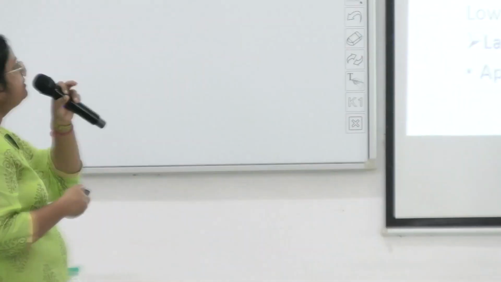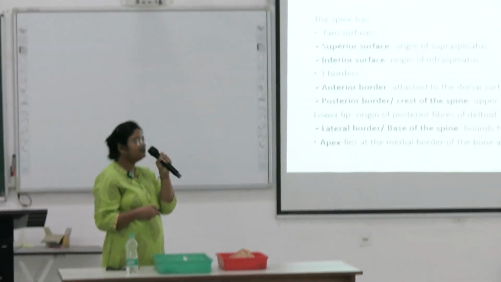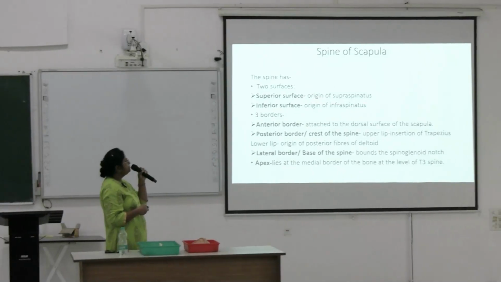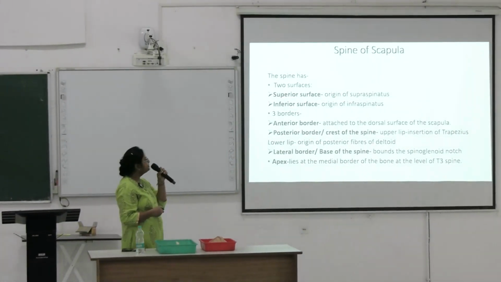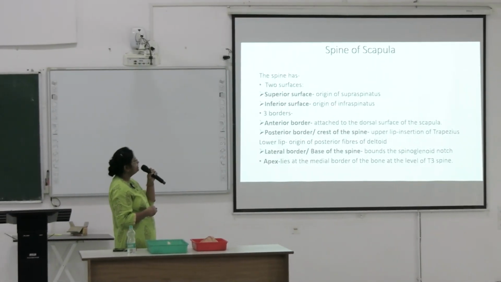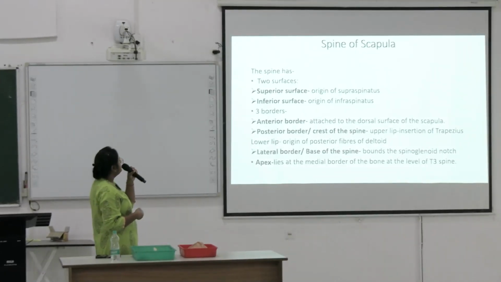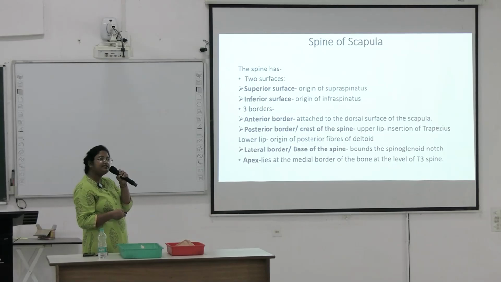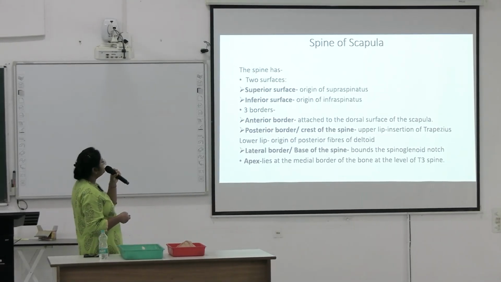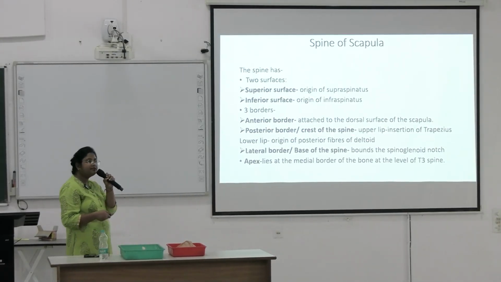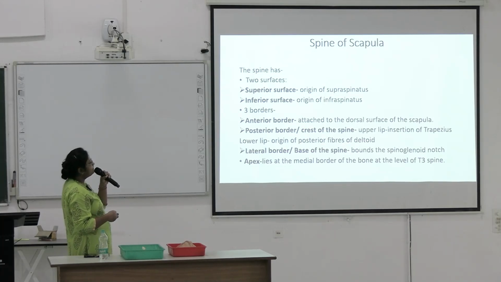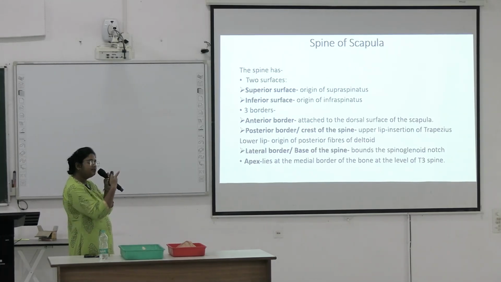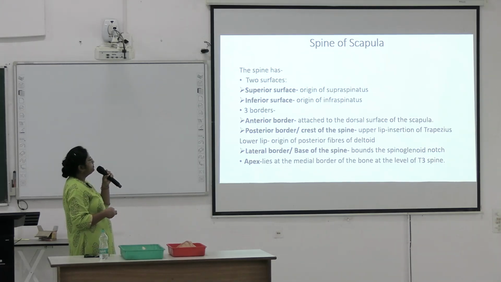So this we have discussed. Spine has two surfaces. Superior surface provides origin to supraspinatus. Inferior surface provides origin to infraspinatus. Three borders are there. Anterior border attached to the dorsal surface of the scapula. Posterior border, also known as crest of the spine. Crest of the spine has upper lip, here is insertion of trapezius muscle, we have seen previously, and lower lip there is origin of the posterior fibers of the deltoid muscle.